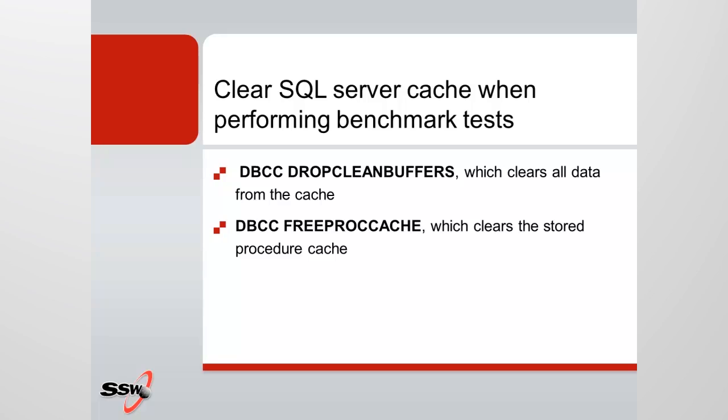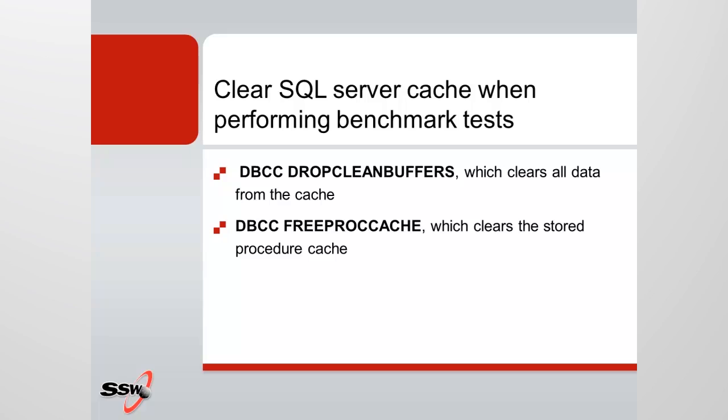So these two DBCC statements are a really good thing to be doing. Whenever we're doing benchmarking or baselining, we always run these two DBCC statements, DROPCLEANBUFFERS and FREEPROCCACHE. One will clear all data from the cache, and the other one clears the stored procedure cache. Depending on what you're optimizing, it's a very good tip to make sure that you're actually comparing apples to apples, because you don't want to think that one thing is better than another when you might be hitting cache, or you're not actually comparing two queries against one another. So that's a really good thing to be doing.